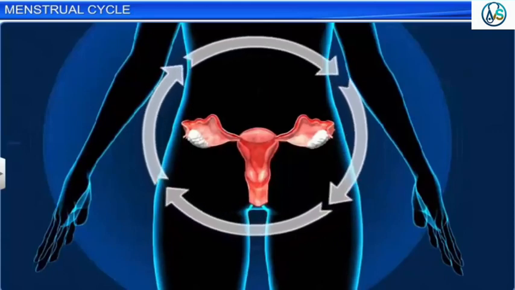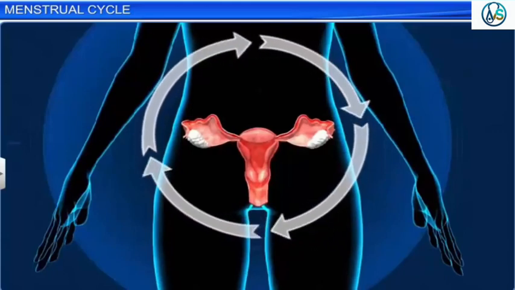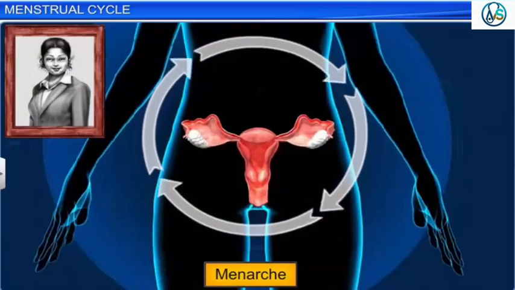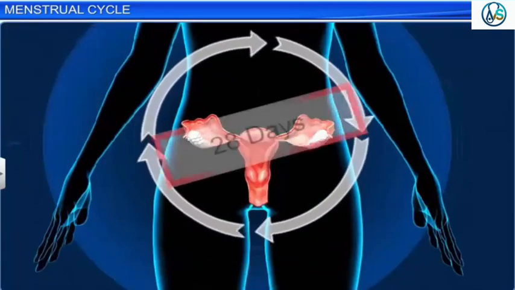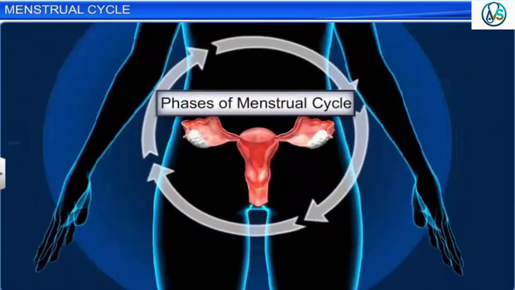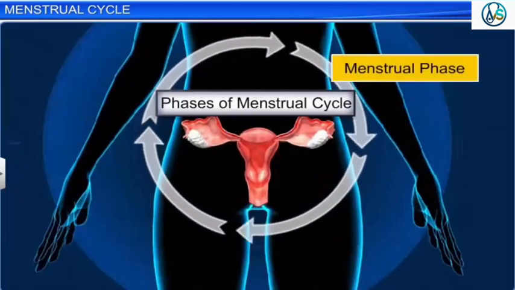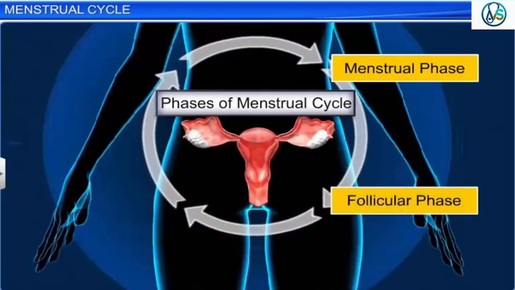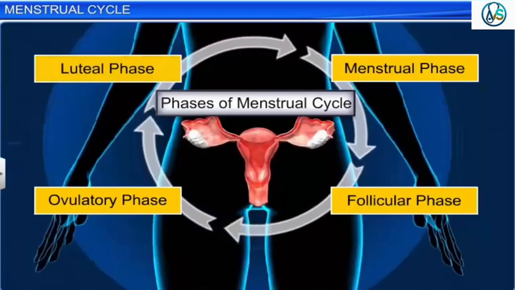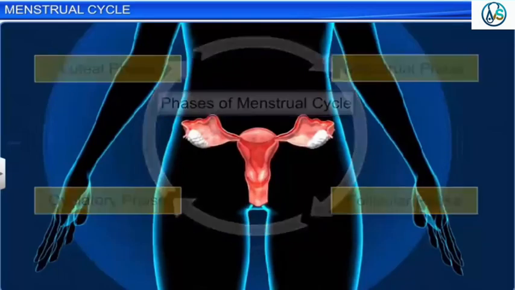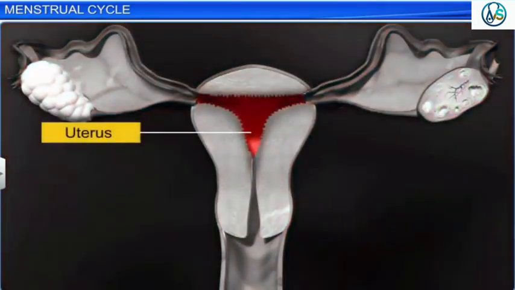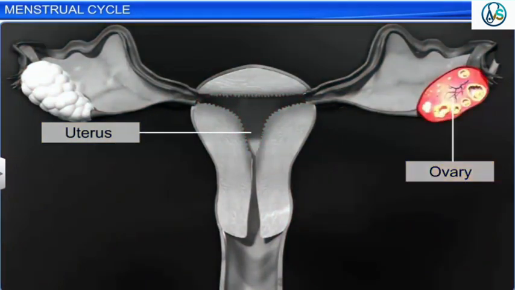Incidentally, a woman experiences her first menstrual cycle, called the menarche, at the onset of puberty, usually between the ages of 9 and 12. Occurring approximately every 28 days, a single menstrual cycle consists of 4 phases: menstrual phase, follicular or proliferative phase, ovulatory phase, and lastly, the luteal or secretory phase. Each phase of the menstrual cycle is marked by simultaneous changes in the uterus, ovary, and the secretion of hormones.